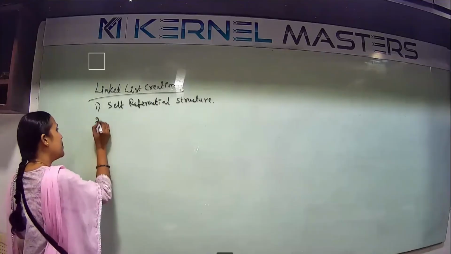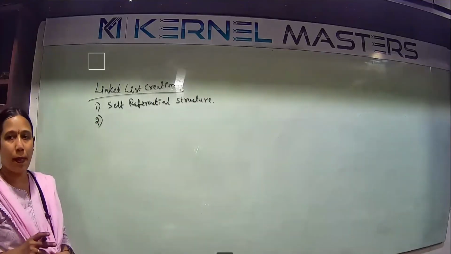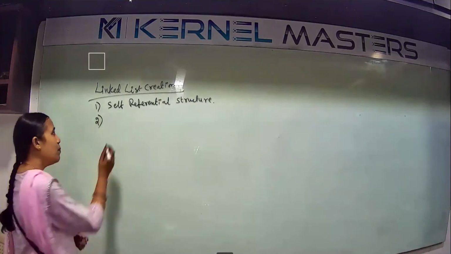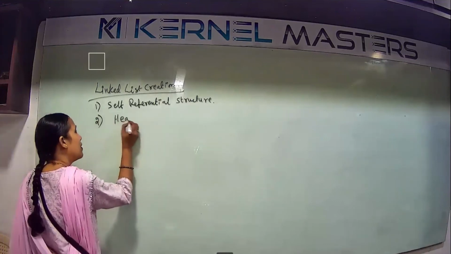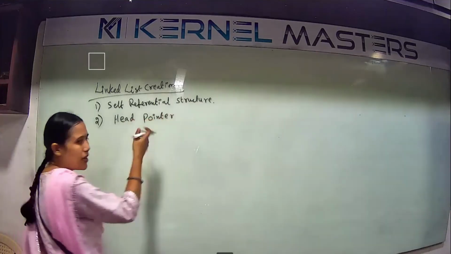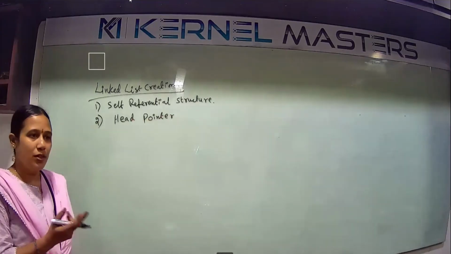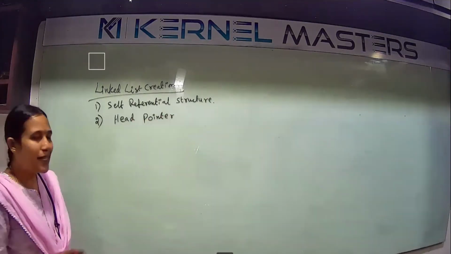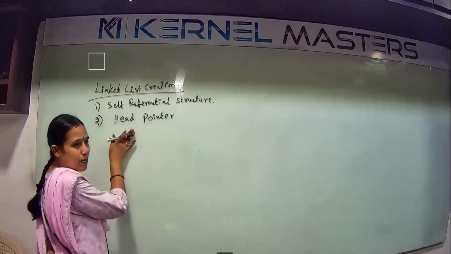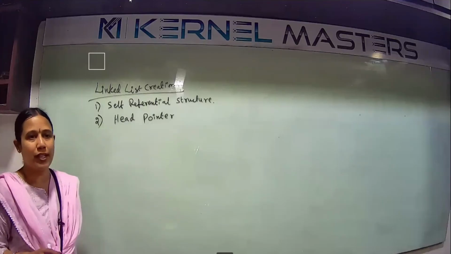Okay, second step. Head pointer. You need a pointer. You need some pointers actually. It's not just one pointer that you require. Minimum 2-3 pointers you will require. But the head pointer is the leader here. Head pointer is the main thing. Without this head pointer, a linked list program won't work.